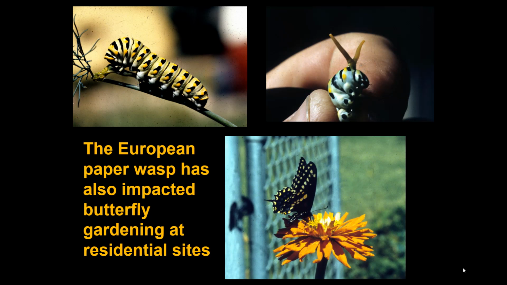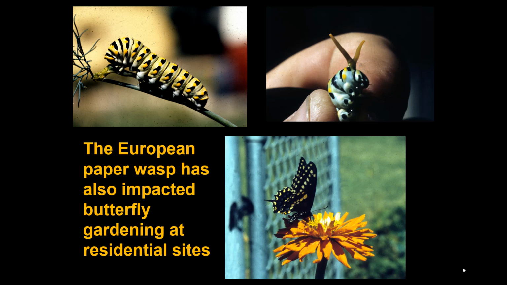But I hate to say it, it's also affected butterfly gardening in areas where the European paper wasp is common. This insect that I love, the parsley worm, turns into the black swallowtail. I still plant parsley and dill to see if they'll come, but I'm of two minds now. I mean, I'm mostly planting it for myself, not the insect, because now what happens when I plant this?